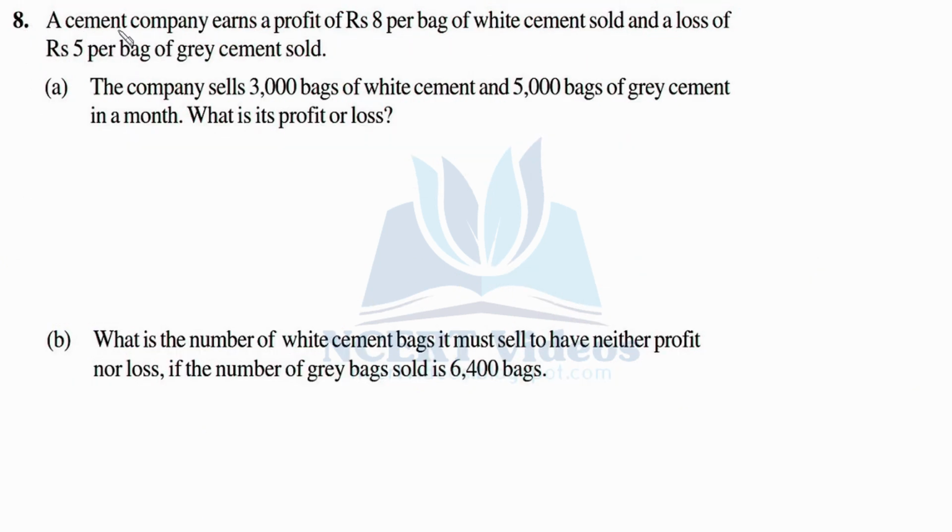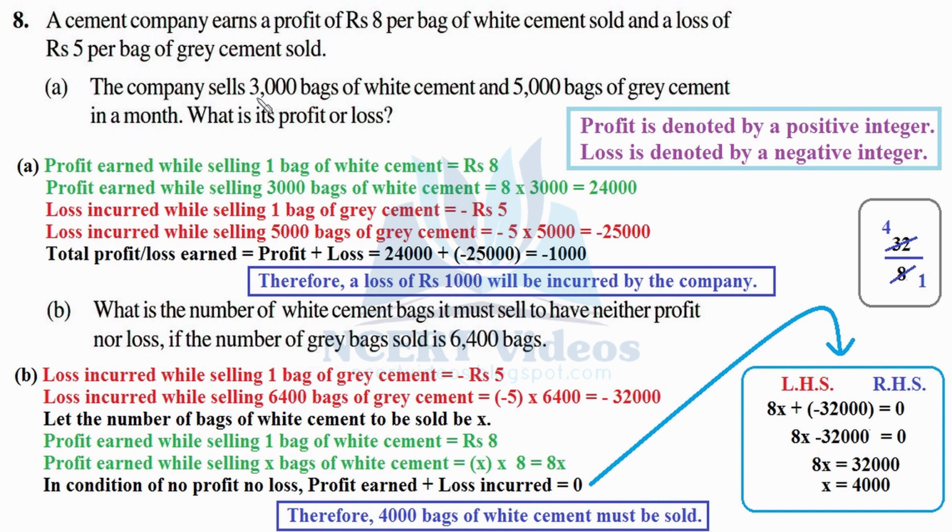8th, the cement company earns a profit of 8 rupees per bag of white cement sold and a loss of 5 rupees per bag of grey cement sold. The company sells 3,000 bags of white cement and 5,000 bags of grey cement in a month. What is its profit or loss? Here, the same concept as the previous question.